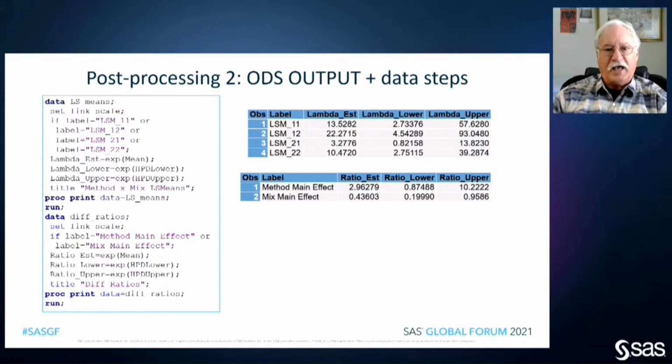If you use the ODS output, you use the same strategy we saw earlier. I've got a set for the least squares means, where I take the inverse links for LSM 1, 1, 2, and so forth. And then I've got another data set called diff ratios. And I use, if the label is either method main effect or mix main effect, then I take E to those estimates, and that gives me the estimated ratios. So these are the two sets of statistics that you would calculate in this particular example.